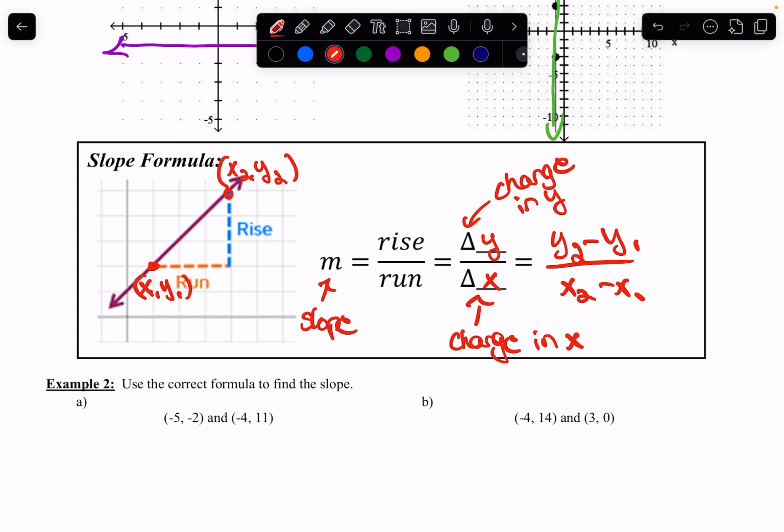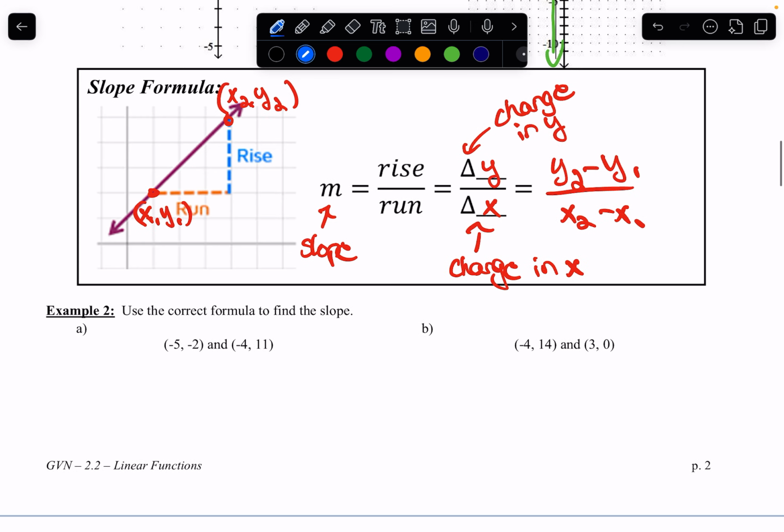Okay, so we're going to practice calculating with the formula. It does not matter which one is 1 and which one is 2. You just have to keep it consistent so that from the same point, you've got the 1 for the x and the y. So I picked the -4 and 11 to be x2 and y2. So we're going to plug this in.